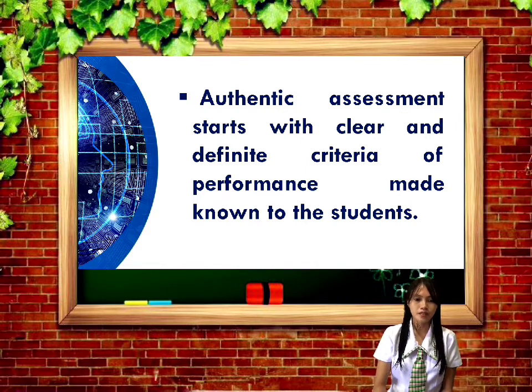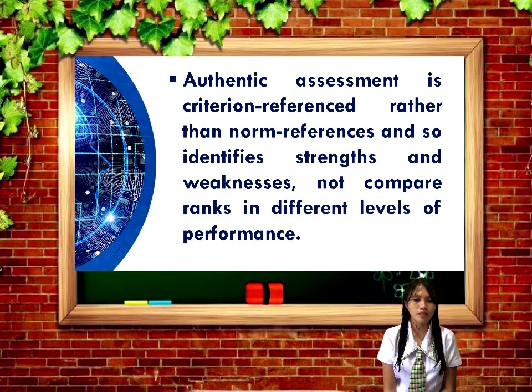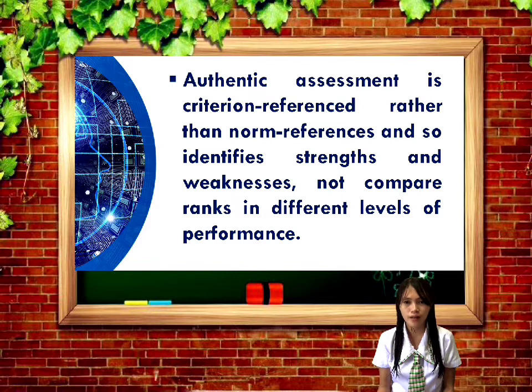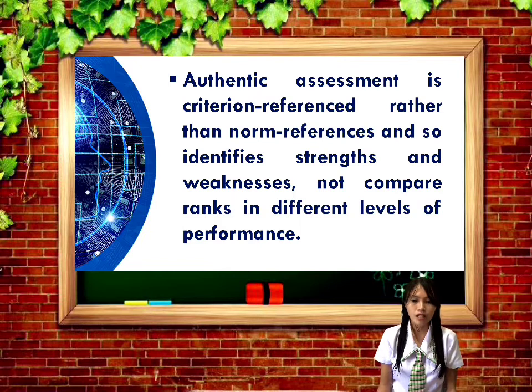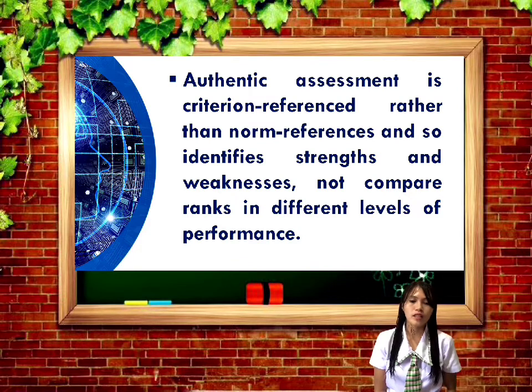The next one is that authentic assessment is criterion-referenced rather than norm-referenced, and so identifies strengths and weaknesses, not comparing ranks in different levels of performance. Norm-referenced evaluates performance compared to others who took the test or to some other group of students. So norm-referenced is a competitive way. It compares individuals with each other and ranks them. While criterion-referenced compares students' performance with a predefined performance standard.